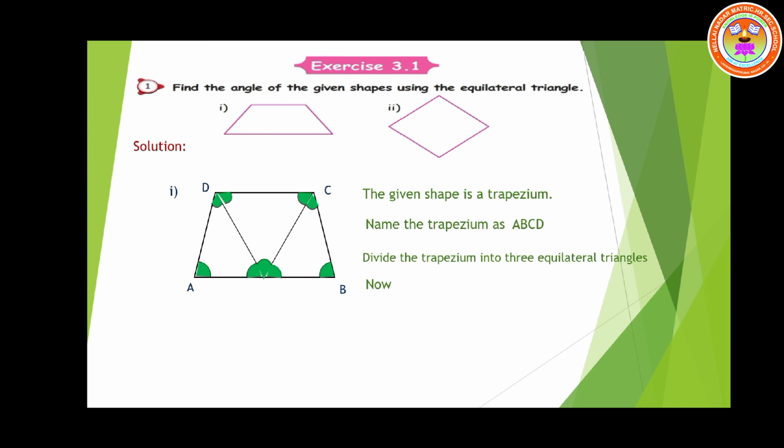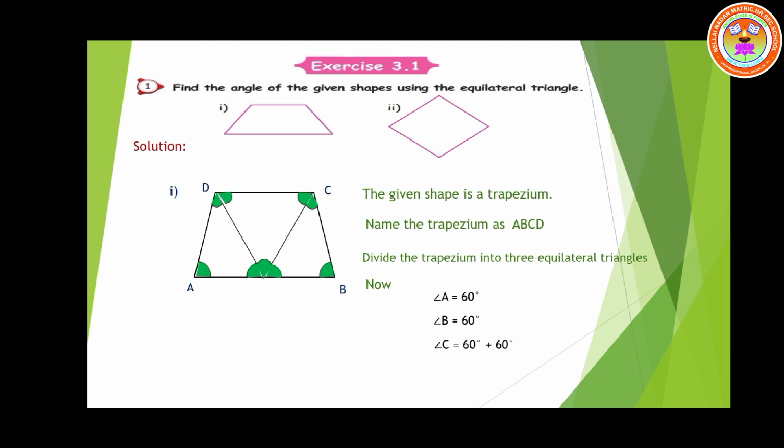Now, for vertex A, what would be the angle? Remember, I have said it is an equilateral triangle. So, in an equilateral triangle, all the 3 angles will be equal to 60 degrees. So, what will be angle A? It is 60 degrees. Now, what about the vertex B? That is also 60 degrees. Now, listen carefully. Angle C. What happens there? It is divided into 2 angles.